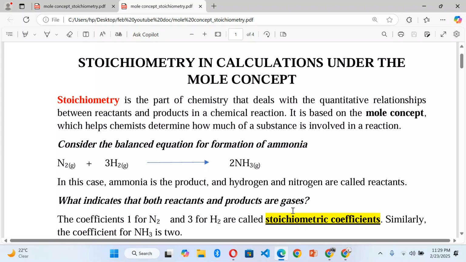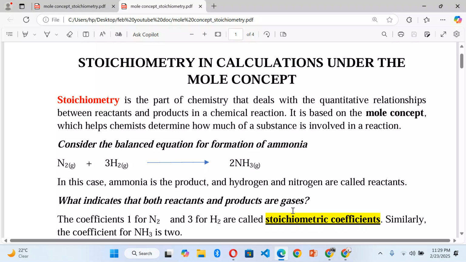Welcome to today's session. Today we are embarking on our second session on the topic of the mole concept, stoichiometry, and formulae. For those who have not yet watched the previous session, let's go back to the channel, go through that session, and then we continue with this.